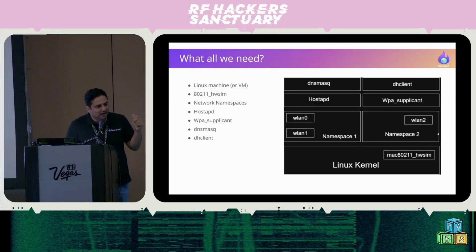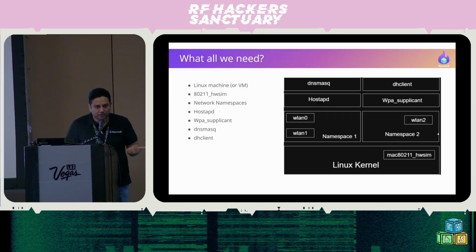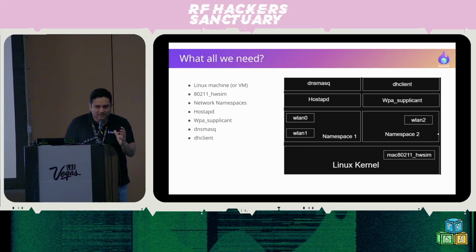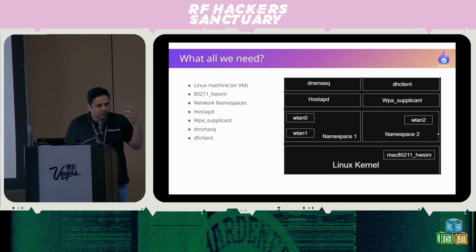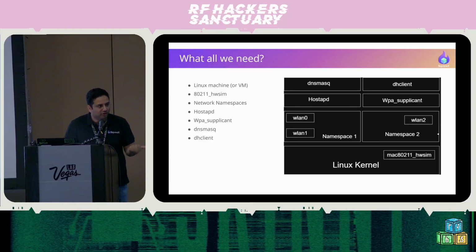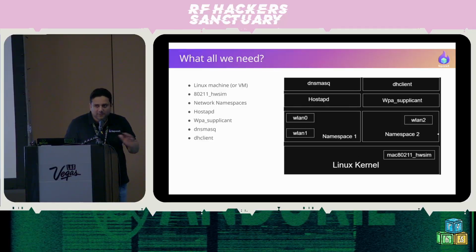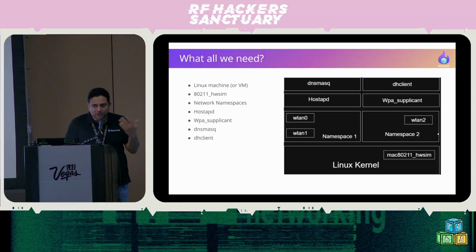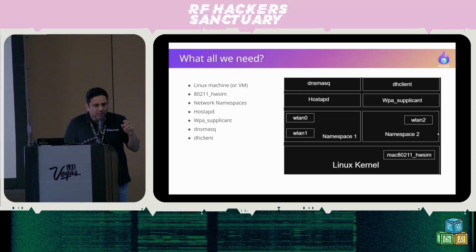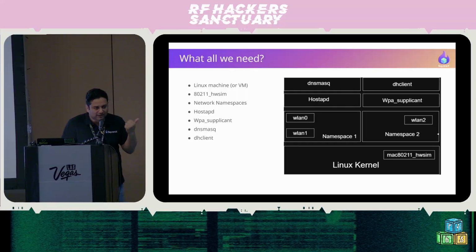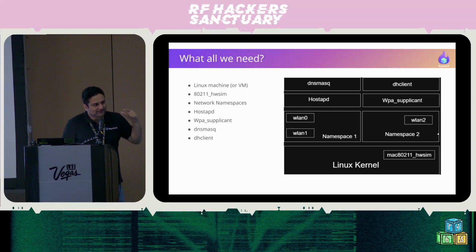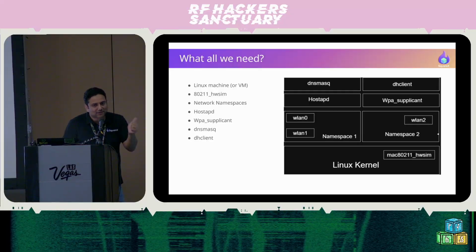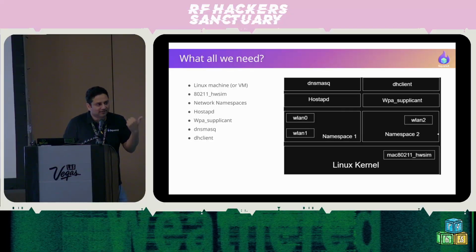So I'm talking about mac80211_hwsim. This is the hardware simulation for the Wi-Fi module. It is there in the Linux kernel. Means it doesn't come as a package, but you can pretty much use 2 to 3 commands and get it on your machine. It is there for multiple years now, but most people don't know about it.